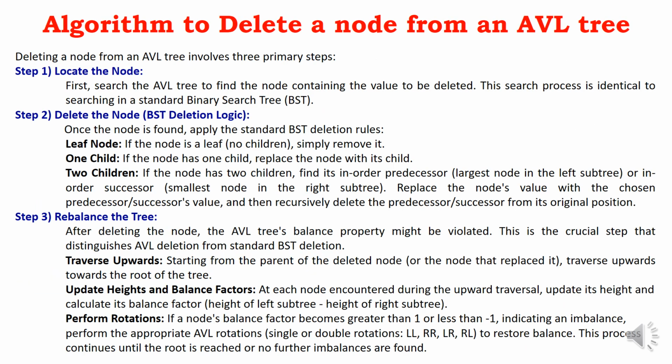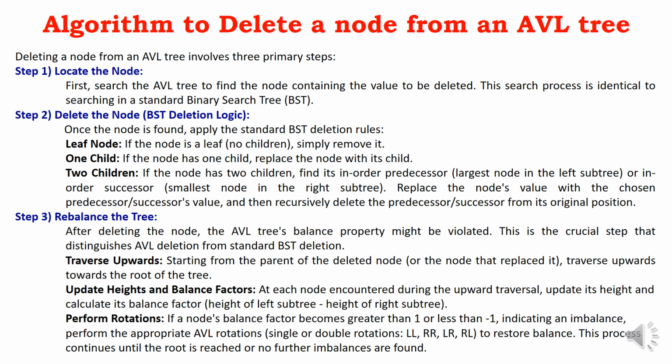Algorithm to delete a node from an AVL tree. Deleting a node from an AVL tree involves three primary steps. Locate the node, delete the node, rebalance the tree. Let me explain these three steps one by one. Locate the node. First, search the AVL tree to find the node containing the value to be deleted. This search process is identical to searching in a standard binary search tree.